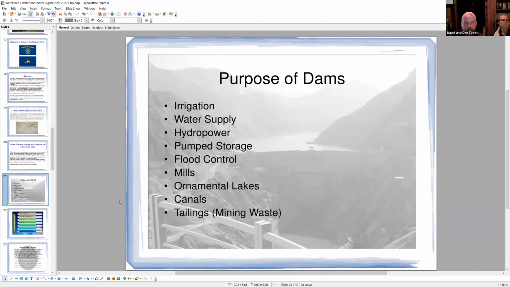And just some of the purposes of dams: irrigation, of course, water supply, hydropower, which doesn't have a carbon footprint like others, pump storage, flood control. Probably the largest reason given for all the dams in the Willamette Valley was flood control, because there was regular flooding that settlers didn't want to live with. For Western lifestyles, it was very inconvenient. Mills, ornamental lakes, canals, and tailings are all different reasons for dams.